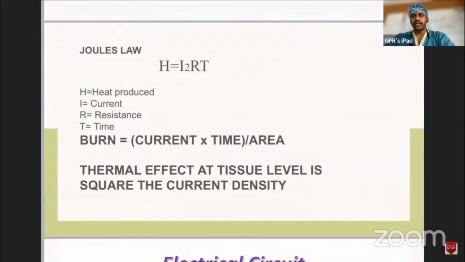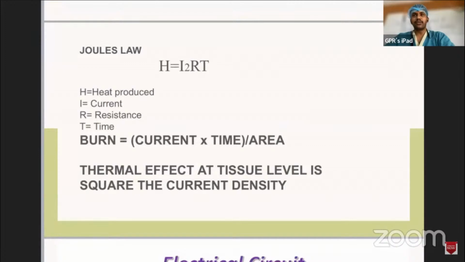To talk about what happens to the body tissue, we have to talk about Joule's law, which is the heat produced by the electric current. It is proportional to the square of the intensity of the current, as well as the resistance and the time duration for which the current flows, resulting in heat production.